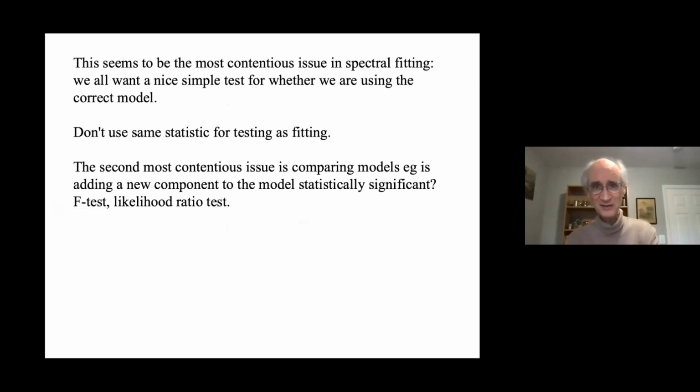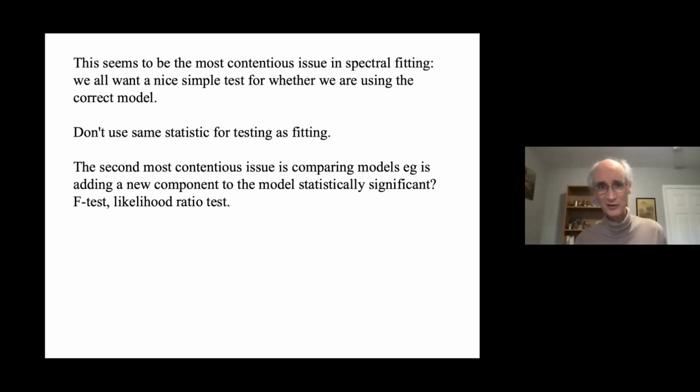So I would say, my experience is this is the most contentious issue in spectral fitting. Everyone wants a nice simple test for whether they're using the correct model. Statisticians will actually tell you that if you have a statistic that you're using to find the best fit parameters, you shouldn't use that same statistic to do the test. And with chi-squared, that's actually all what we've done in astronomy for very many years.